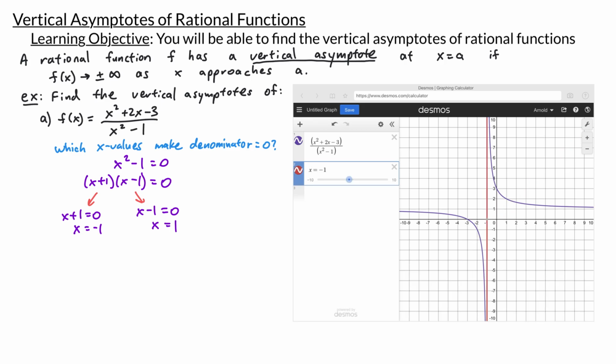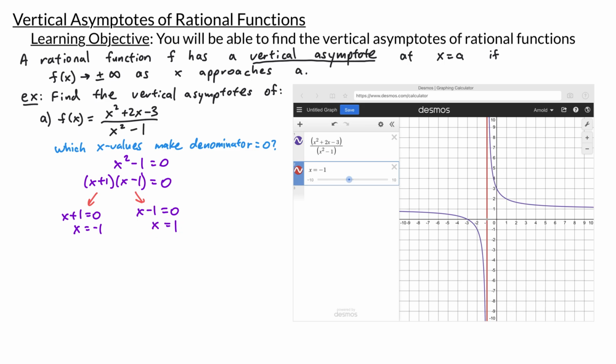And we see here, when we trace our graph towards negative 1, the y values or the outputs go down to negative infinity on this side. If we're on this side and we trace towards negative 1, the graph goes up to positive infinity. So x equals negative 1 is indeed a vertical asymptote for our function. The question is, how come we didn't get a vertical asymptote at x equals positive 1?